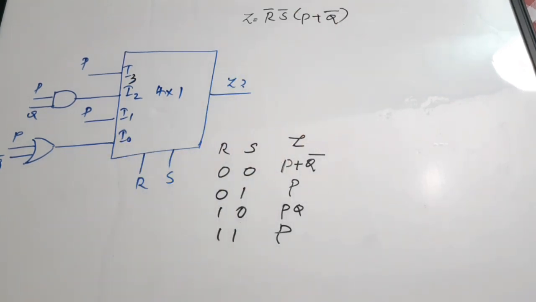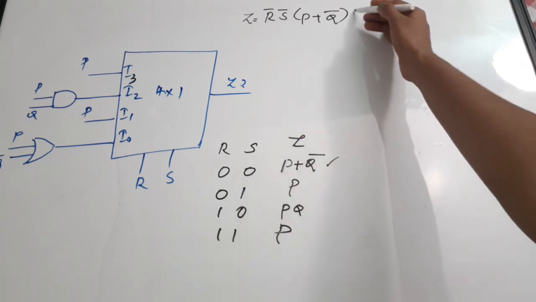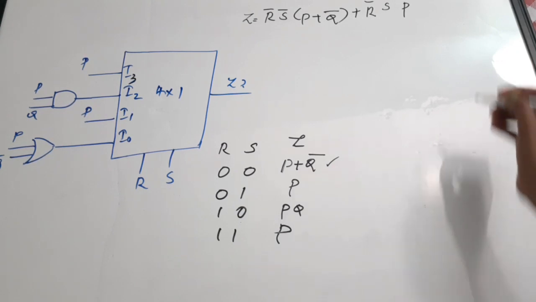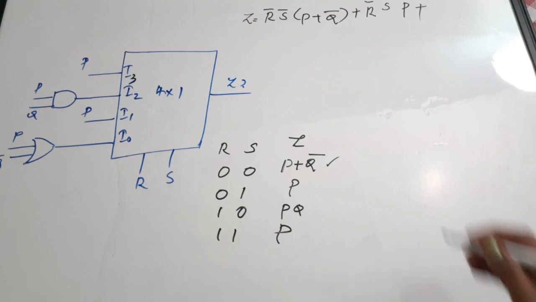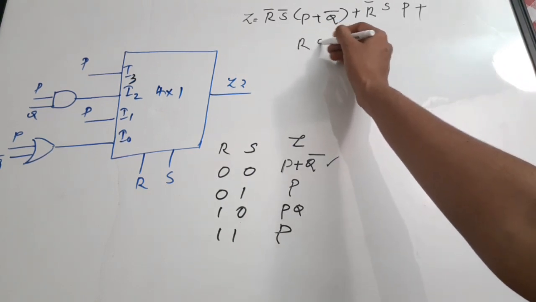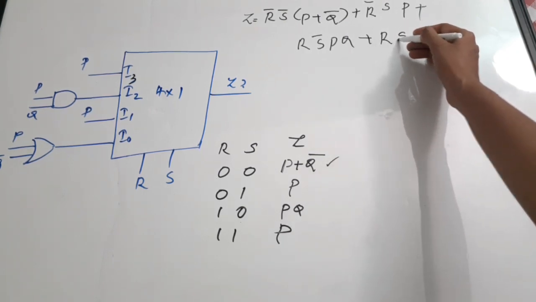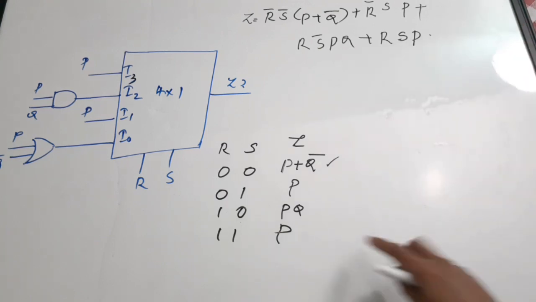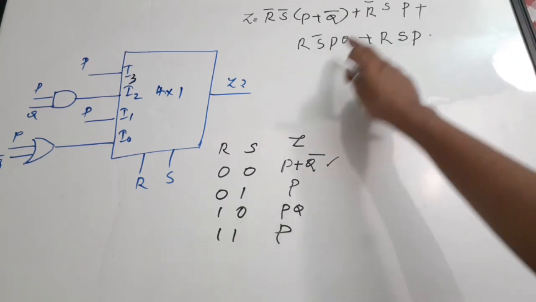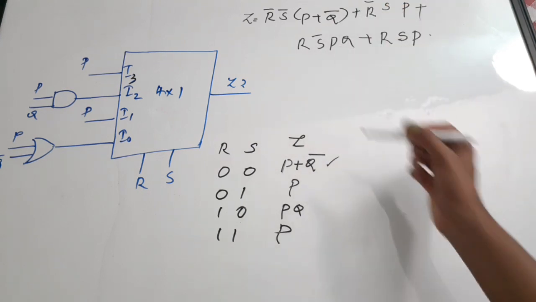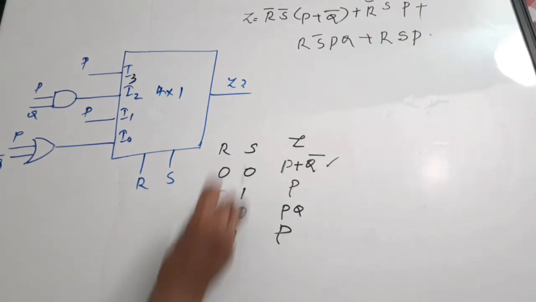Then next one, so we have written this, then plus R bar S P, that is a second expression or second term. Third one, write it below, R S bar PQ. Then the last one is R S P. So these are the four terms corresponding to these four combinations. First one, second one, third one and fourth one. So R bar S bar into P plus Q bar, R bar S into P, R S bar PQ, R S P. Now you can expand this bracket. Okay, I'll expand it. I'm going to remove this truth table.